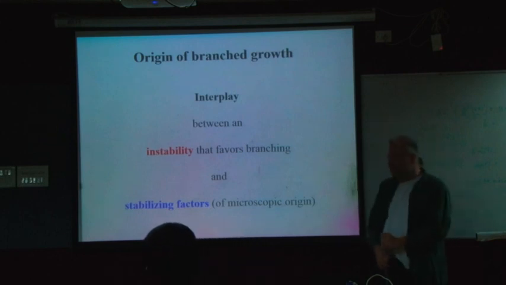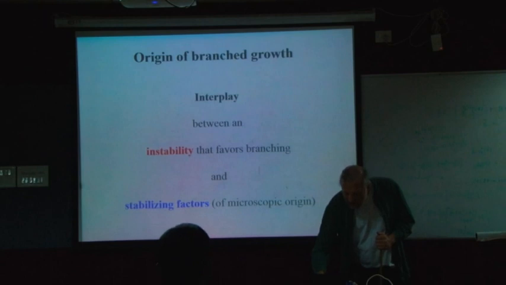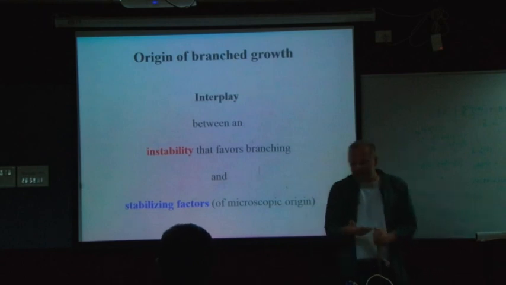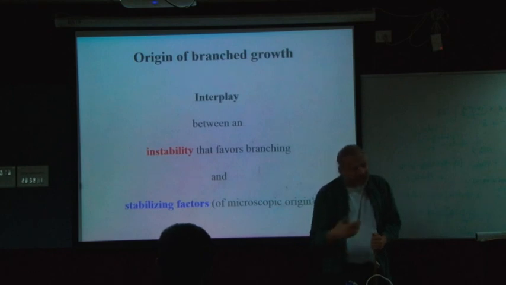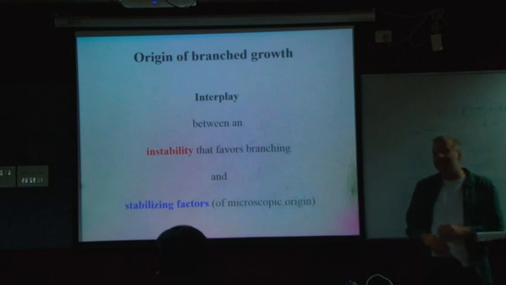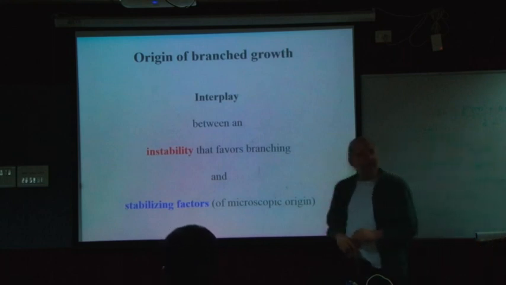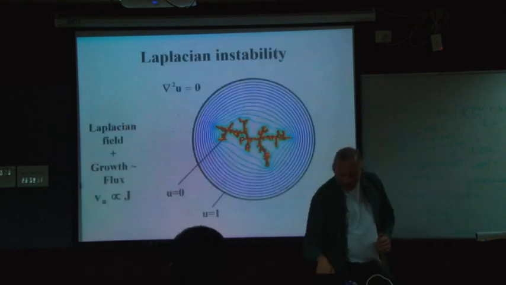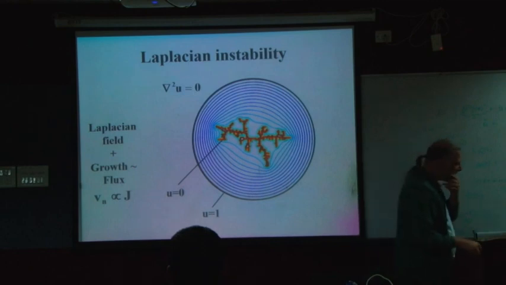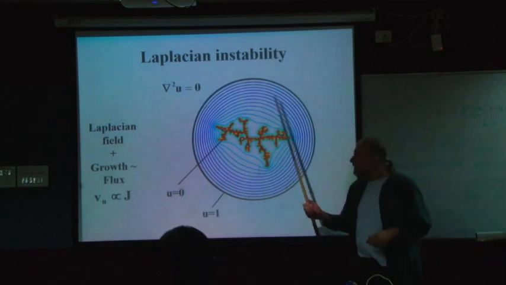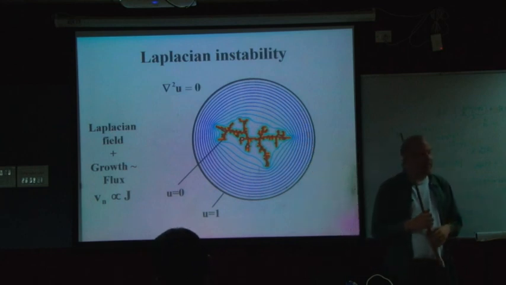Okay. So I will first talk a little bit about the instability. The stabilizing factors I will not go into detail, but I will comment on it. So in all the examples that I have shown on the first slide, actually the instability that creates the branches is what is often called the Laplace instability or the Laplacian instability.